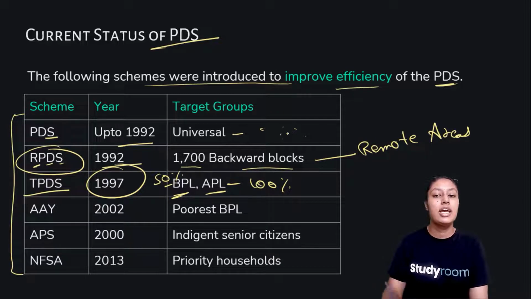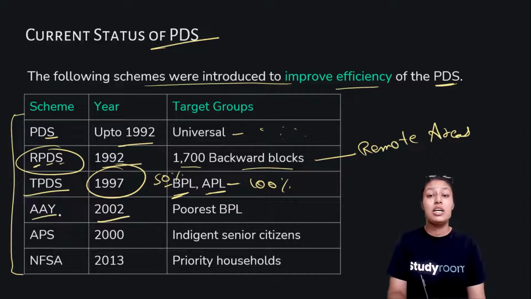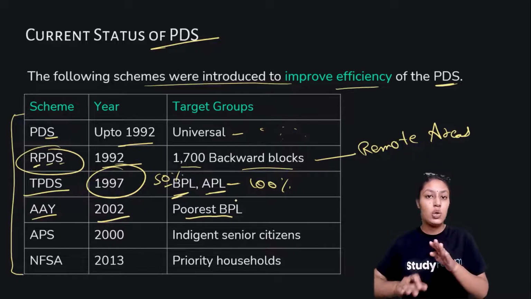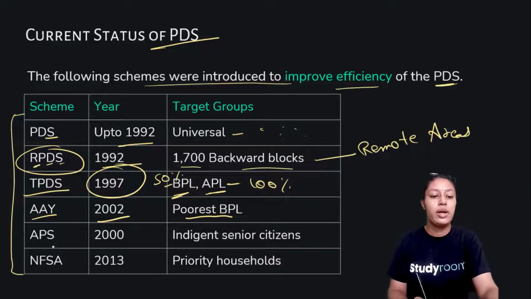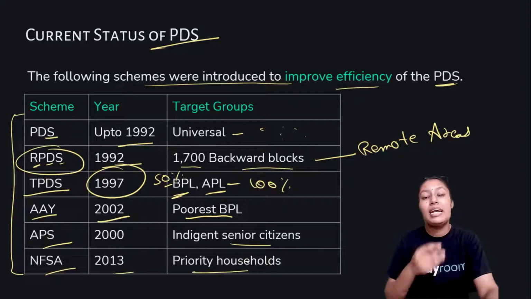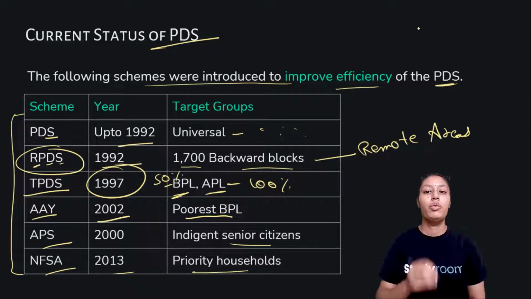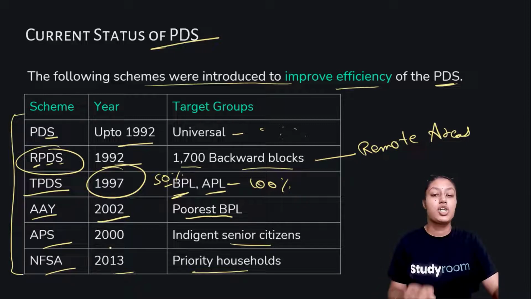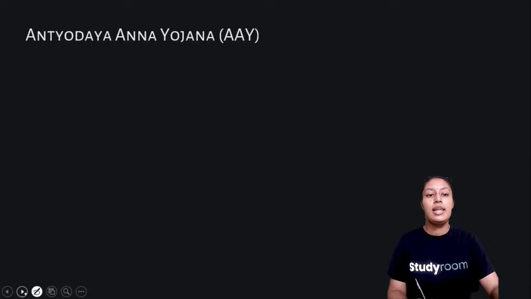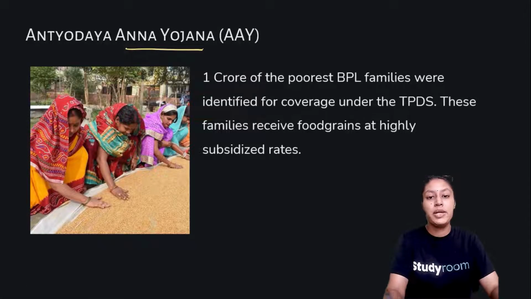Okay, then we'll see AAY. AAY was established in 2002. AAY is Antyodaya Anna Yojana, which targets the poorest people who come in the very lower category, the poorest category of below poverty line. Okay. Then we have APS, which targets the senior citizens, and then NFSA 2013 prioritizes households. So we will study about all these. We'll study a few of the important schemes which are a part of your chapter. So let's start. First is Antyodaya Anna Yojana, very important.